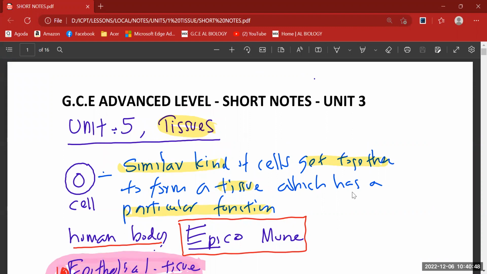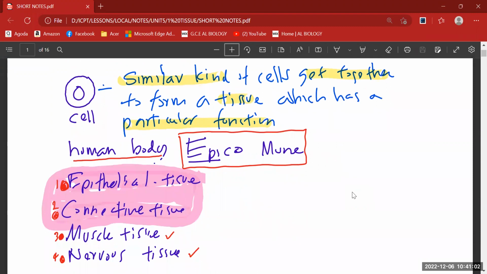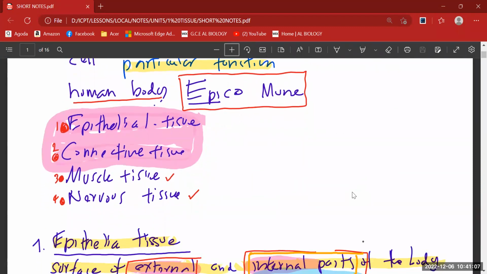Okay, Unit 5, the starting lesson is tissues. So we learn there are four tissues in humans: epithelial tissues, connective tissues, muscle tissues, and nervous tissues. And I told you muscle tissues we're going to learn in another section, everything. Nervous tissues we're going to learn in another section, everything. And epithelial tissues and connective tissues are very basic types of tissues we learn here.